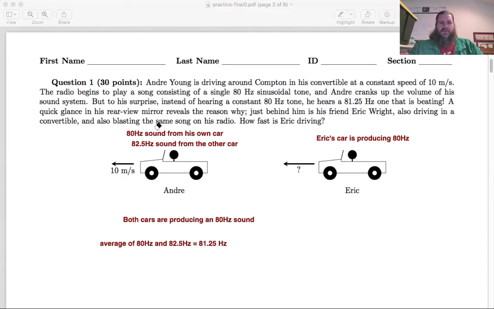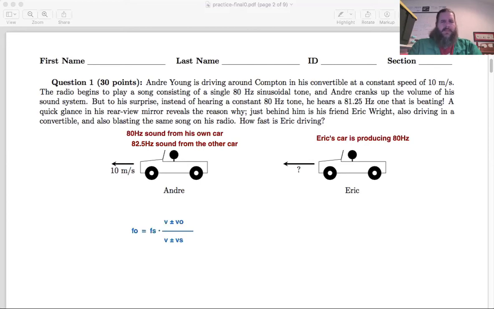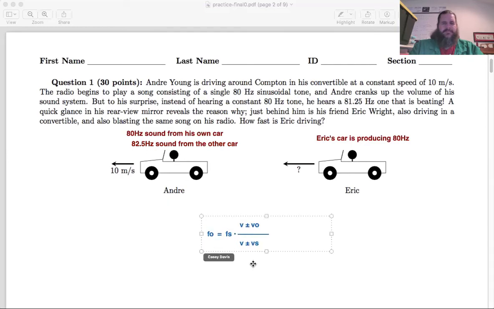Okay. So if we go back to the Doppler effect, using the same equation that we were looking at before: frequency observed equals frequency of the source times this multiplier, which was what? Speed of sound plus or minus speed of the observer in the numerator, and speed of sound plus or minus speed of the source in the denominator. So in this case, how fast is the observer going? Yeah, we're treating Andre as the observer.